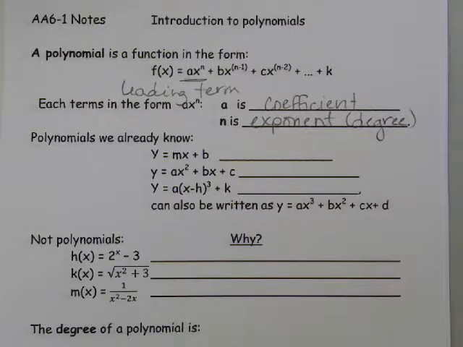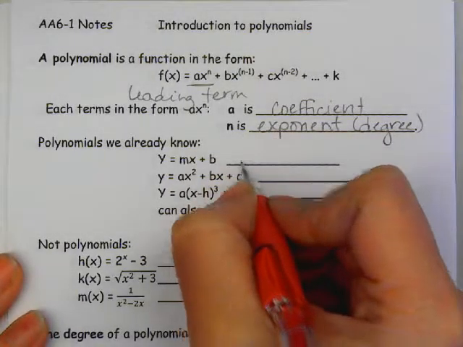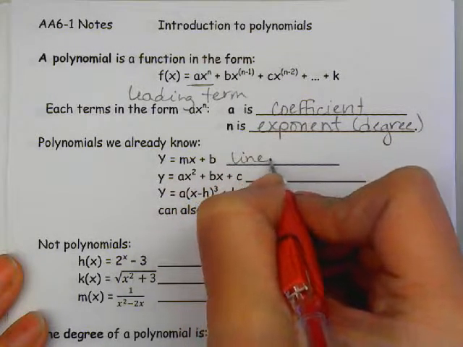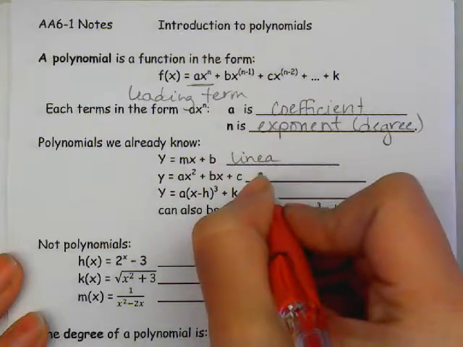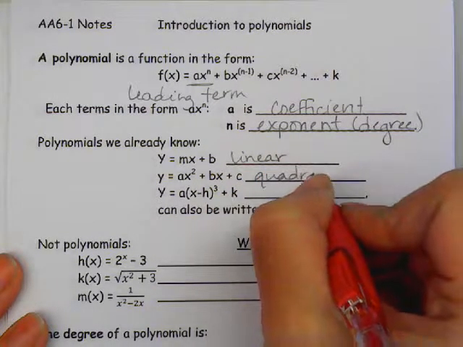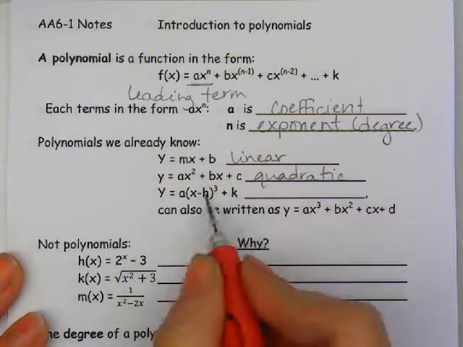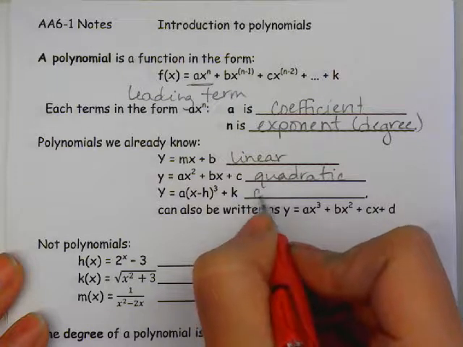We have a couple of polynomials that we've already dealt with. You're writing this down. mx plus b, that's your linear polynomial, where we have no exponents. When we have the x squared, that's a quadratic. And when we have x to the third, that is a cubic.